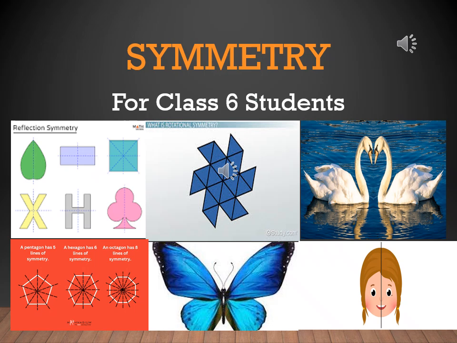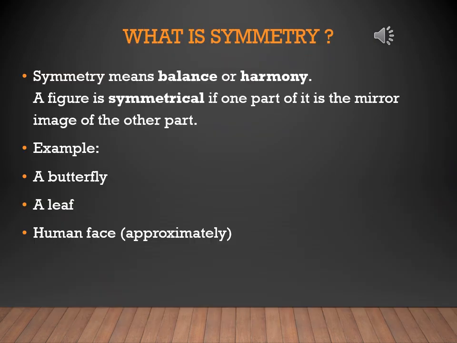Why does this happen? What makes a shape look balanced? This idea is called symmetry. What is symmetry? Symmetry means when one half of an object is the mirror image of the other half. For example, a butterfly, a leaf, and a human face.